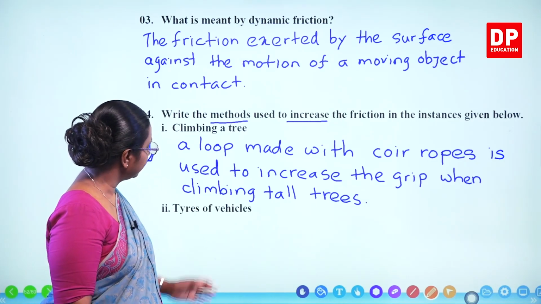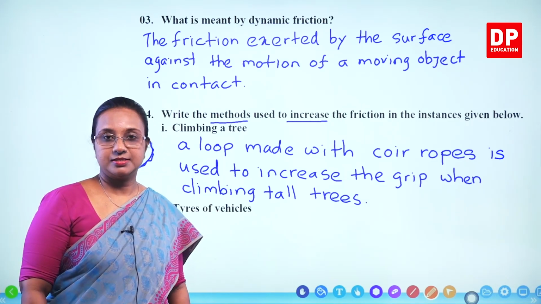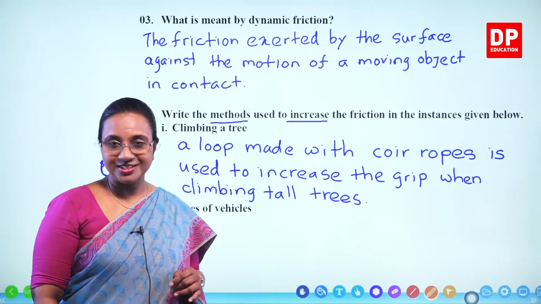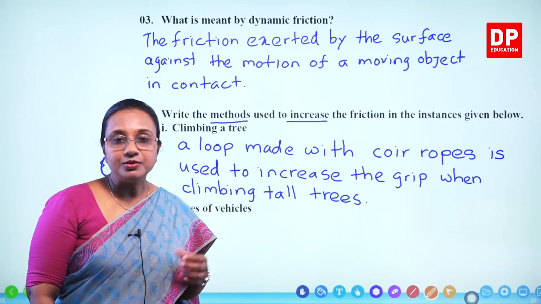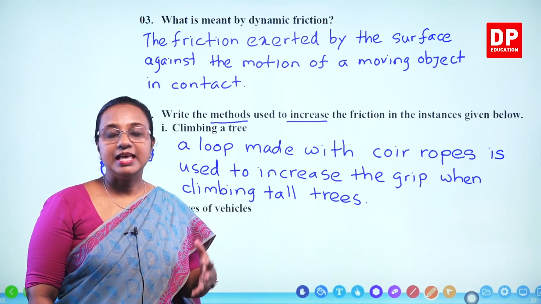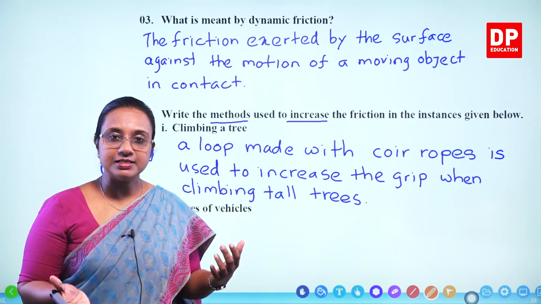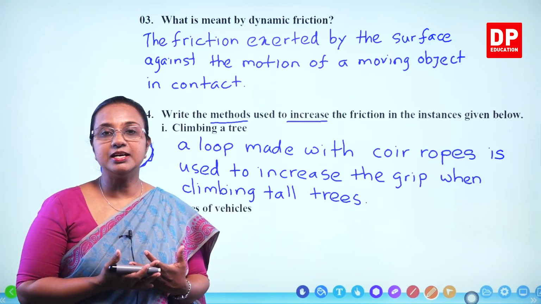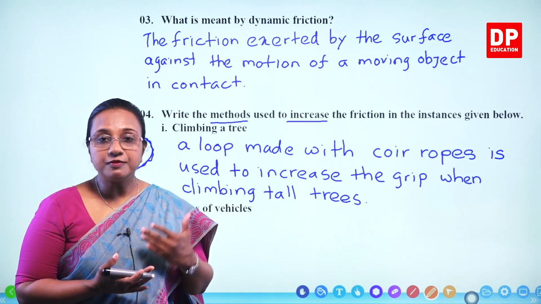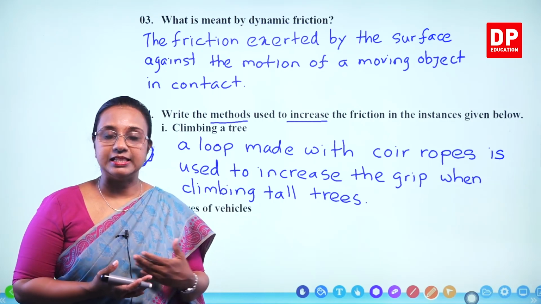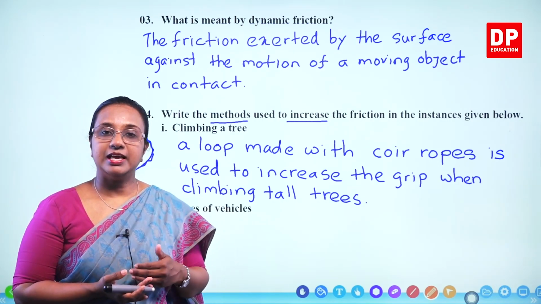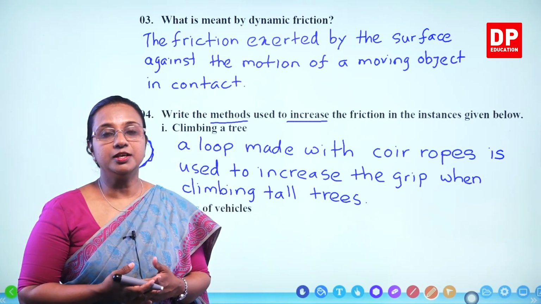The second one, tires of vehicles. This is also familiar to you all, students. What do the tires have? They have grooves. The grooves etched on the surface of the tire increase the friction between the road and the vehicle, so that the vehicle doesn't skid off the road.